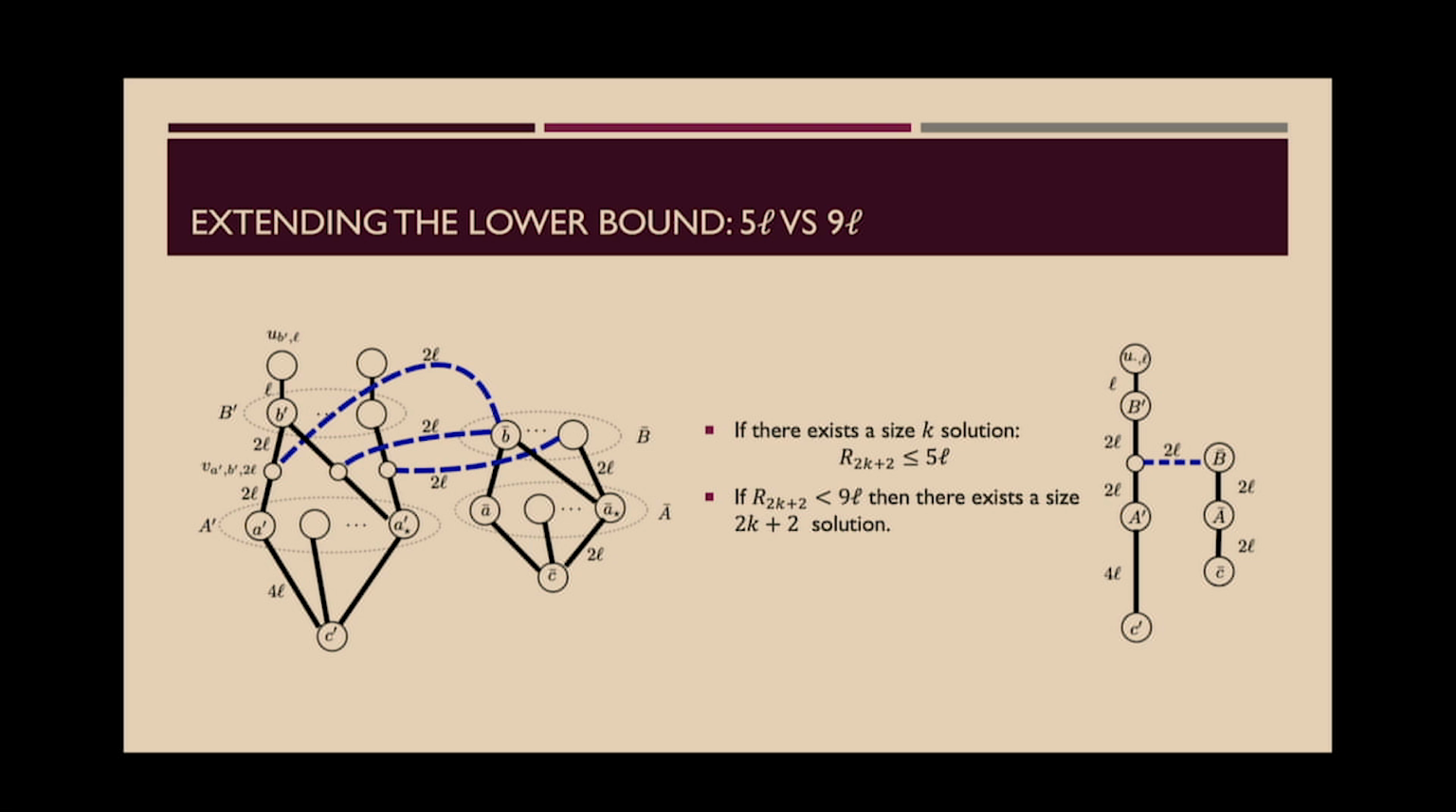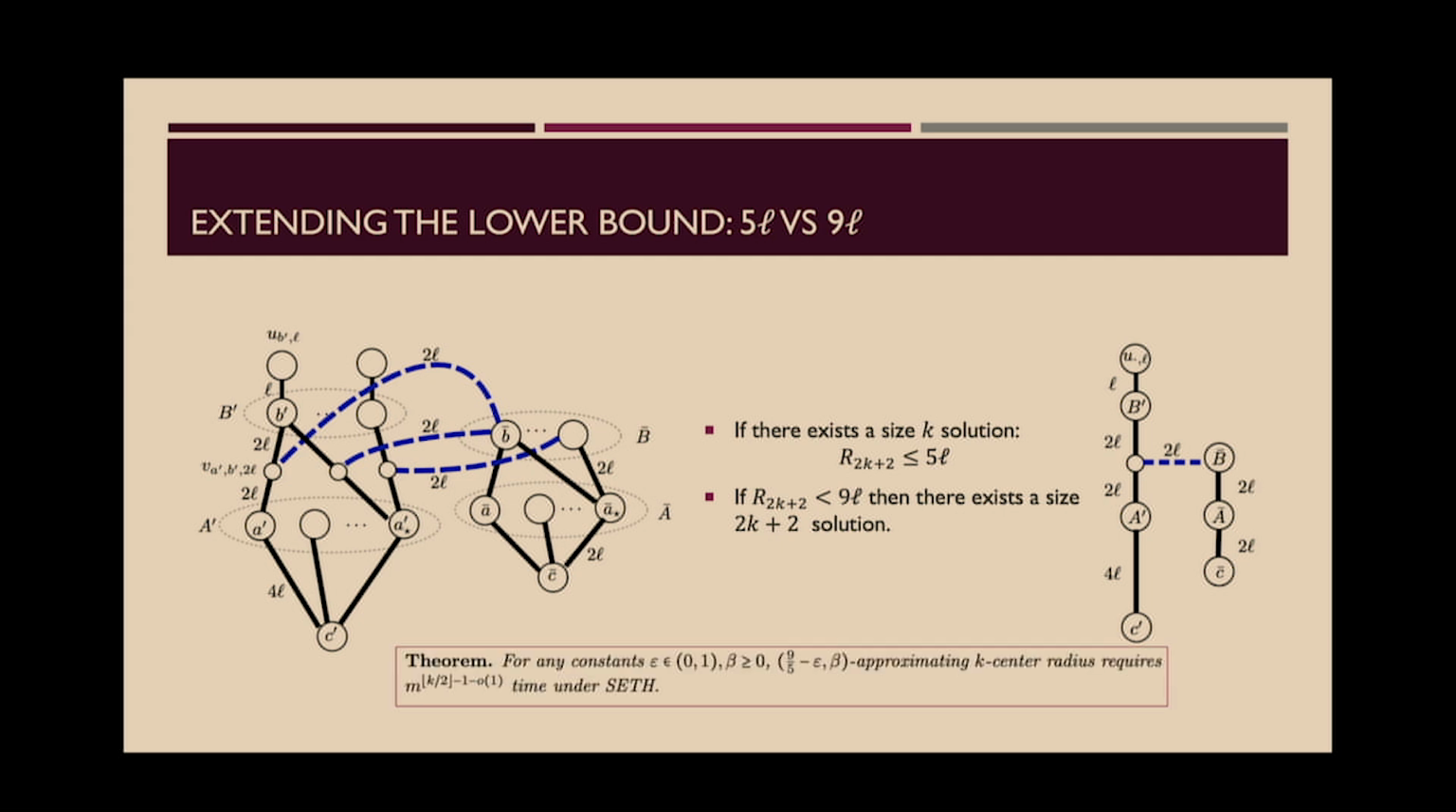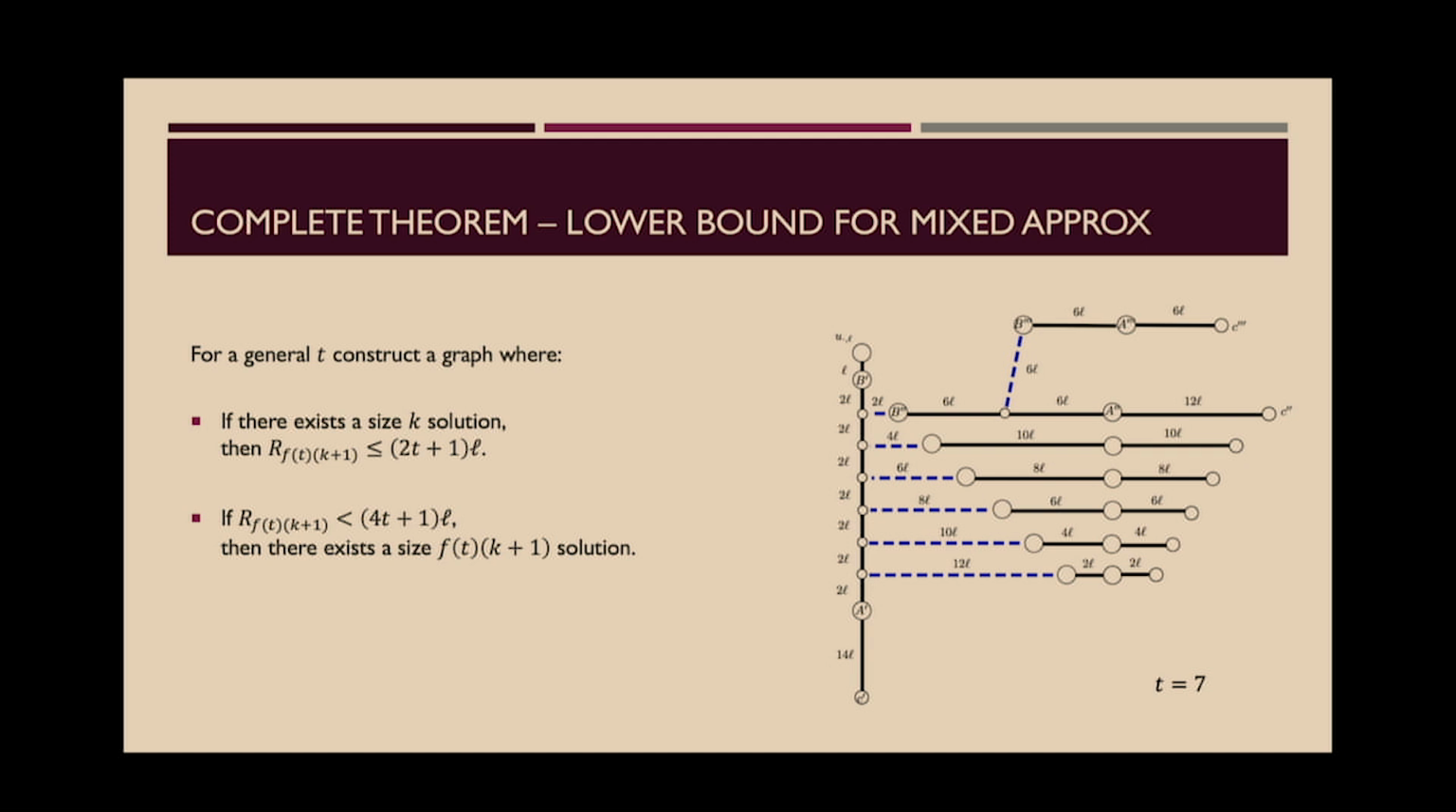So now we're using a slightly bigger gap where one of our cases is a size k solution, the other case is a size 2k plus 2 solution. So here under gap set cover, or under strong ETH, we see that a 9/5 approximation takes m to the k over 2 minus 1 time. So now this is an idea that we can iterate.